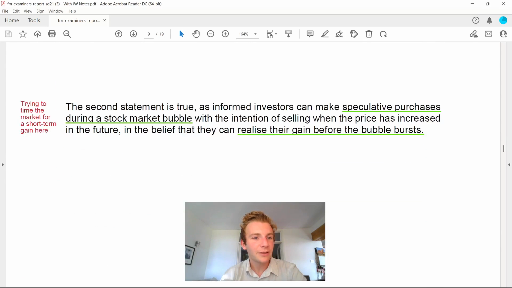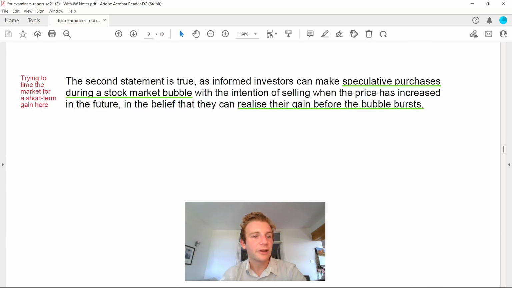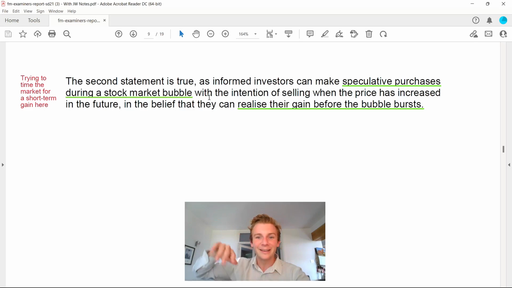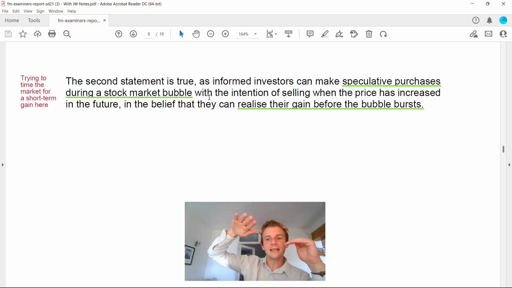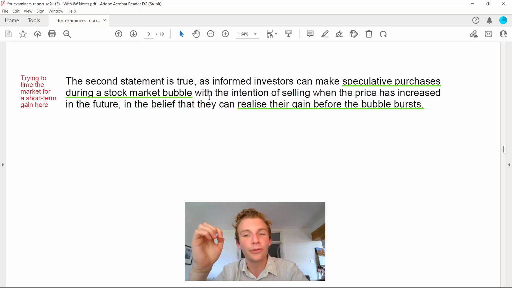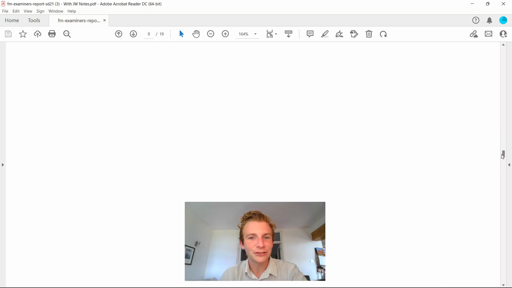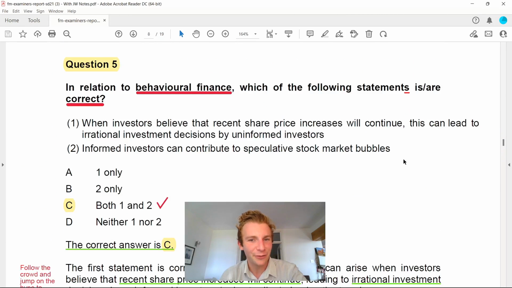The final point about the second statement is true, trying to time the market for a short-term gain here. So speculative purchases during stock market bubbles. The bubble keeps going and going, so they buy here, realize the gain, and then sell it before the bubble bursts. So again, another correct statement, which would nicely lead us on to section C, which I will do in another video.